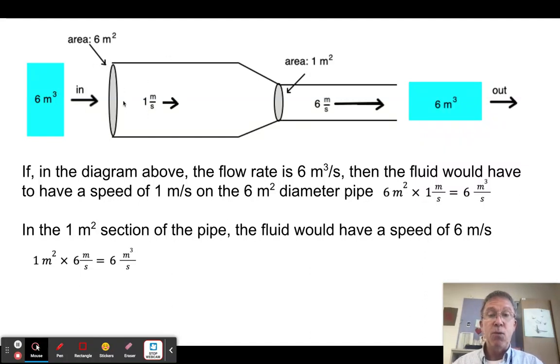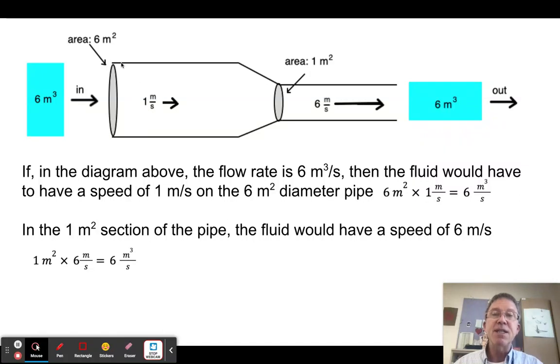Here the water comes in at 1 meter per second. So what is the flow rate? Well, the flow rate is going to be 6 square meters times 1 meter per second. That gives me 6 cubic meters per second of fluid moving into here. So I had to have 6 cubic meters coming out of it every second. So over here, the area is going to be 1, and I know that the flow rate is 6, so that tells me the velocity has to be 6 meters per second in order for it to equal 6 cubic meters per second.